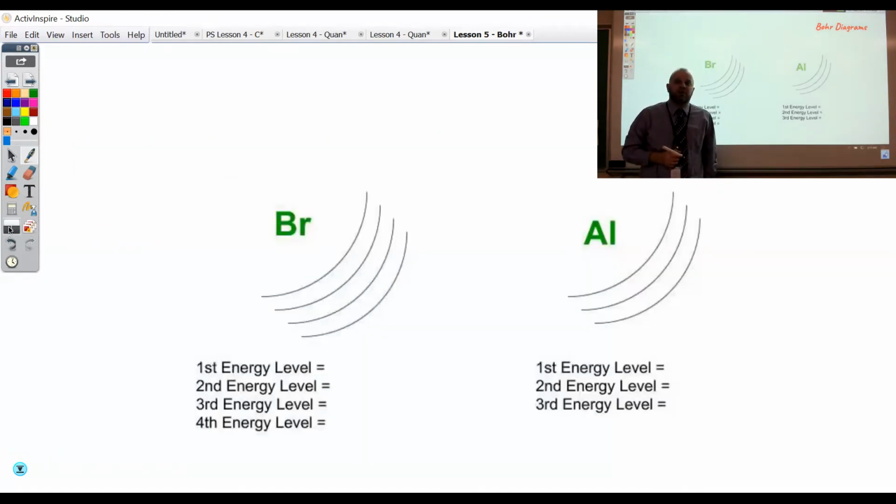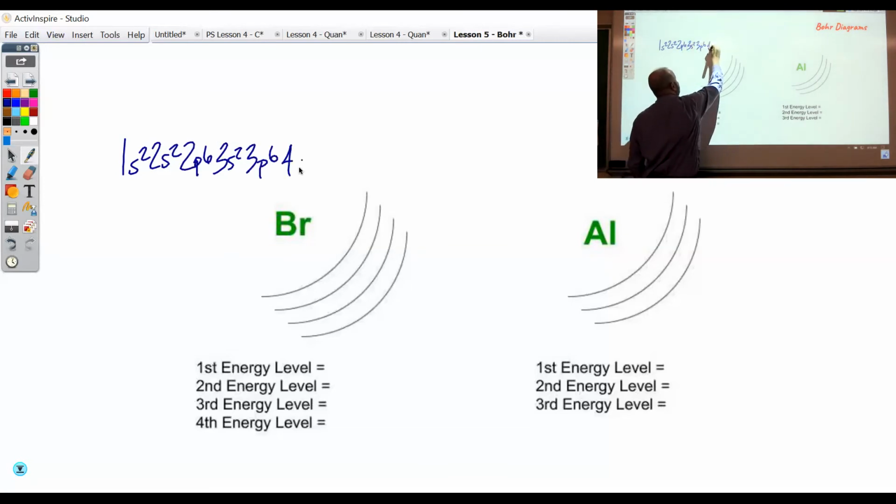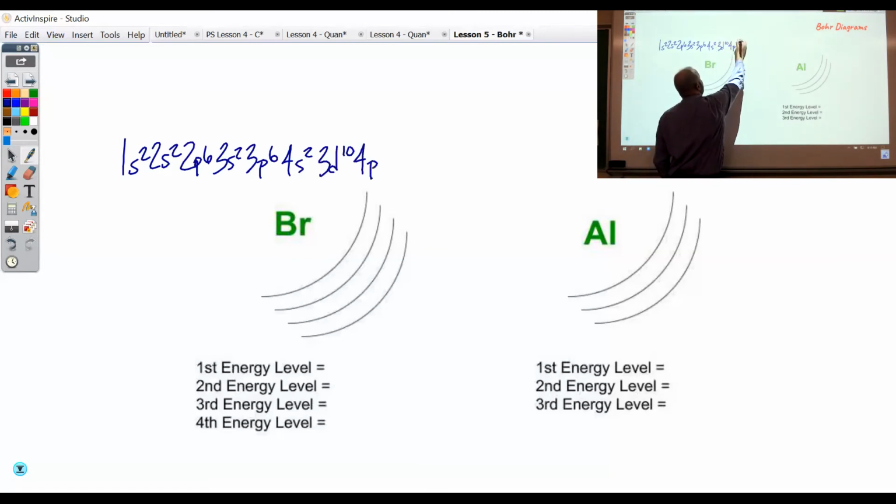Let's try a third example. So we're going to look at the element bromine. First thing that we want to do again is write out the electron configuration for bromine. 1s2, 2s2, 2p6, 3s2, 3p6, 4s2, 3d10, 4p5.